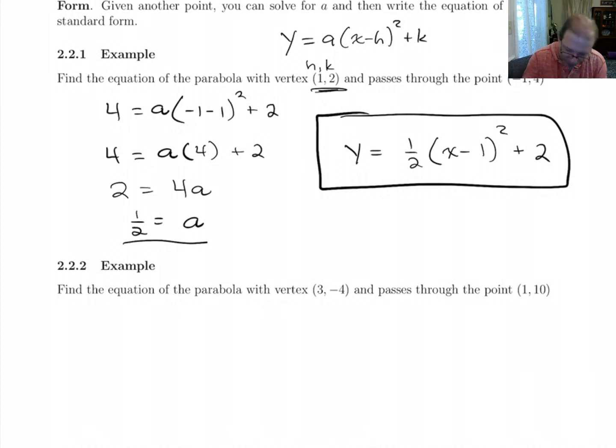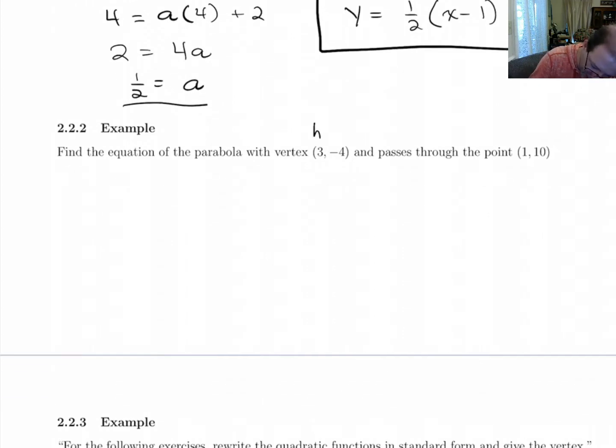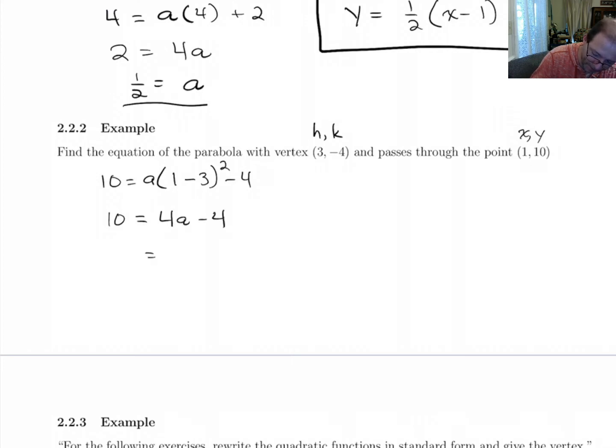All right, let's work through it. This is our h and k. This is our x and y. y is a times (x minus h) squared plus k, so minus 4. So 10 equals, 1 minus 3 is negative 2 squared, so 4a minus 4. So I get 14 is 4a. So a in this case is 14 over 4, which reduces to 7 over 2.